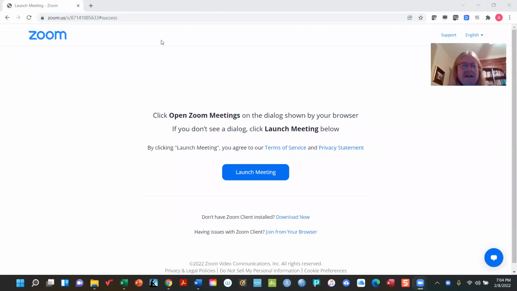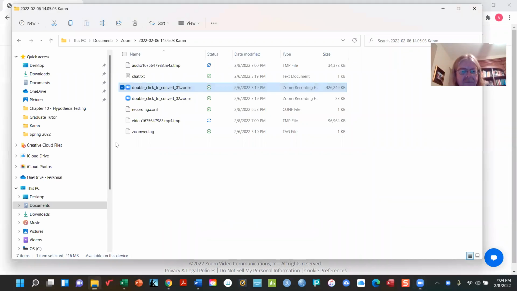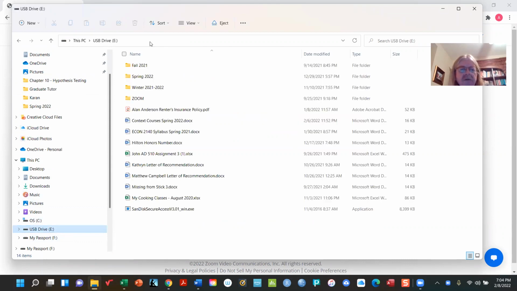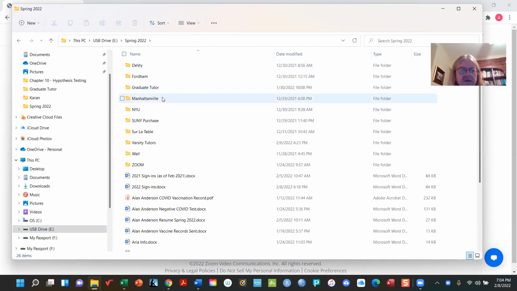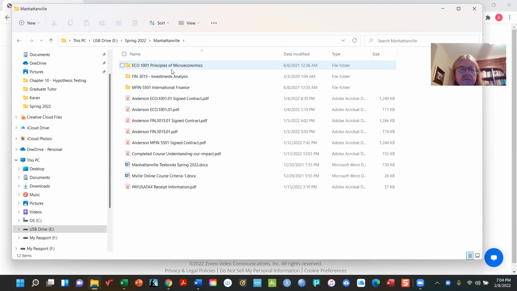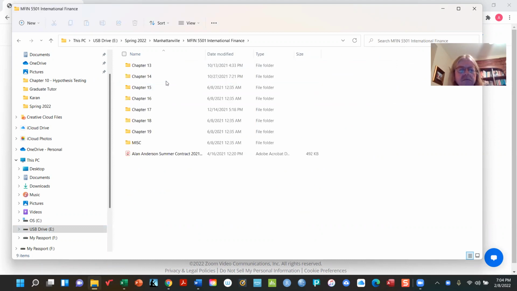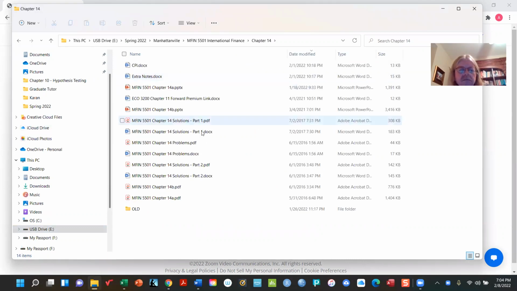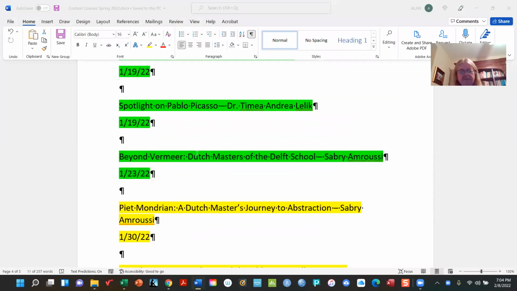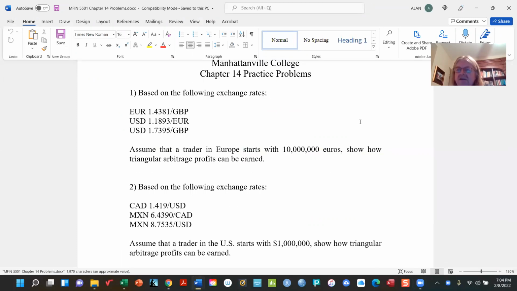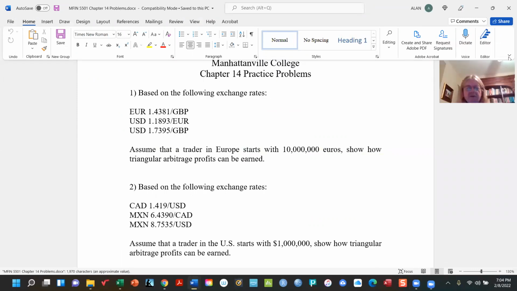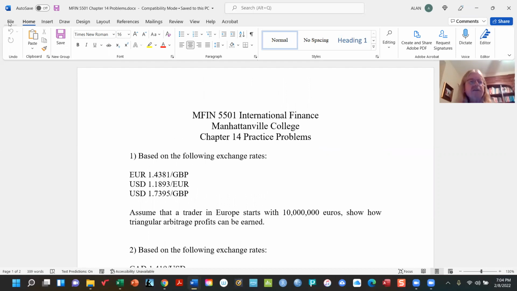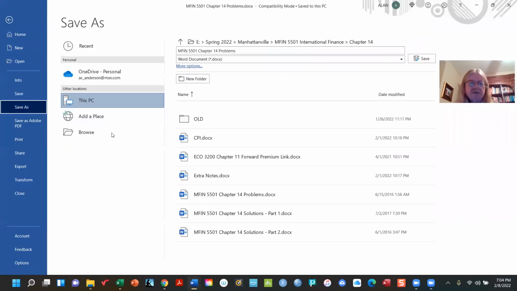All right, here we are. So now what we're going to do here is take a look at those problem sets from chapter 14. And so let's get them open. All right, here it is. Let's take a look. So what I'm going to do is enter the solutions onto this document. First, let me save it with a new name so I know which is which.